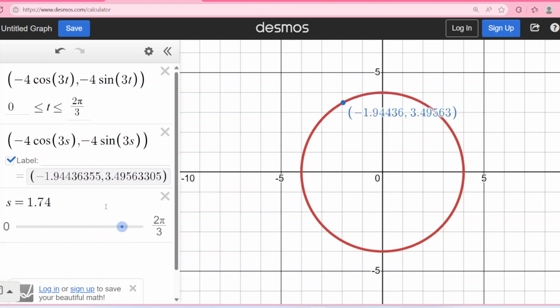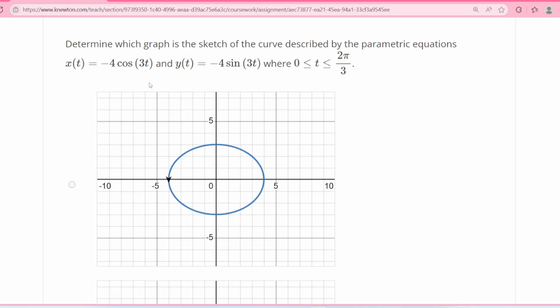And play around with this, change the step size, make it bigger, make it smaller, change the play speeds. You can use letters other than s and it still works the same. But yeah, so just play around with Desmos and hopefully you can learn something, pull something out of it. All right, so back to the problem. And it was a multiple choice thing. So it's not this first one, right? This is an ellipse, not a circle.